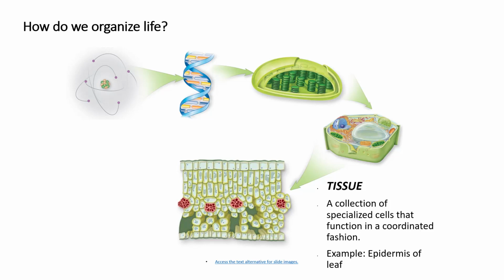If the organism is multicellular and not a unicellular organism, then those cells can come together to form tissues. Tissues are a collection of specialized cells that function in a coordinated fashion. For example, the epidermis of the leaf, or the outer layer of the leaf. You can see all of the cells that are together. Within tissues, you typically have cells of similar type, so they look alike, and they work together to perform a coordinated function.